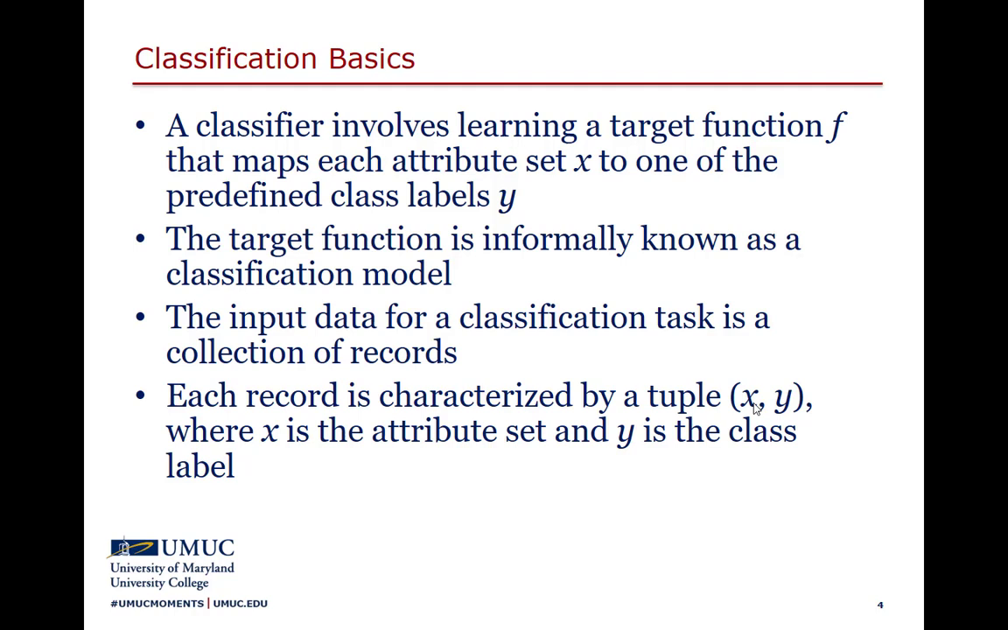So for the classification process, each record, that is a tuple, a combination of the X and the Y, is our input, right? A set of observations. Now the X is obviously a vector involving multiple variables, and the Y is the scalar.